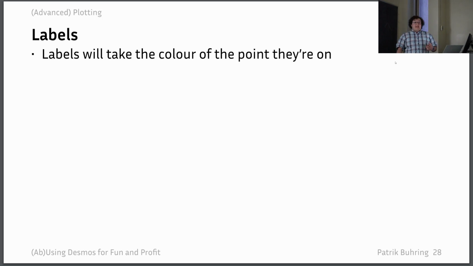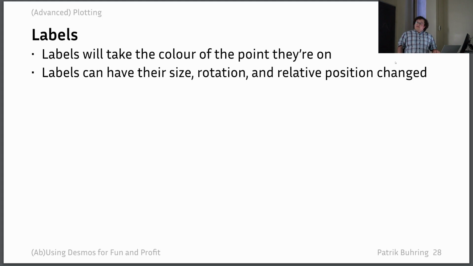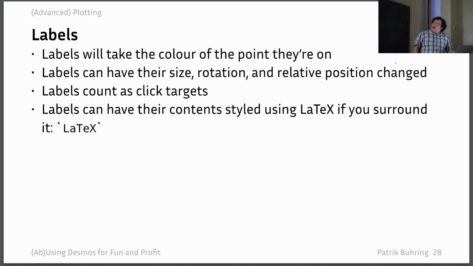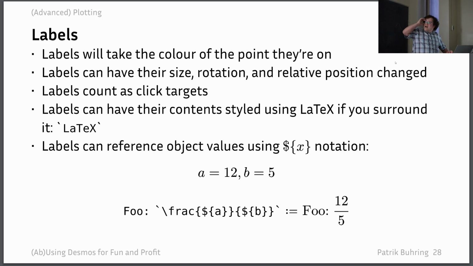You can also create labels, and labels will take the color of the point that they're on. Labels can have their size, rotation, and position relative to the attached object changed. Labels can also count as click targets. Labels can have their content styled using LaTeX if you surround it in backticks. And finally, the interesting one: labels can reference object values using dollar sign notation. So if A is 12 and B is 5, then if we type that into a label, we get this rendering in LaTeX on the graph.